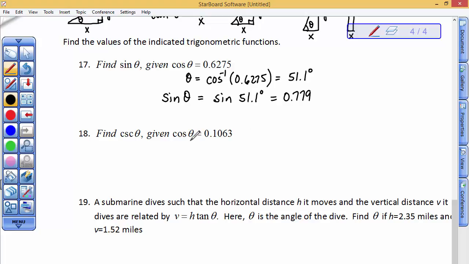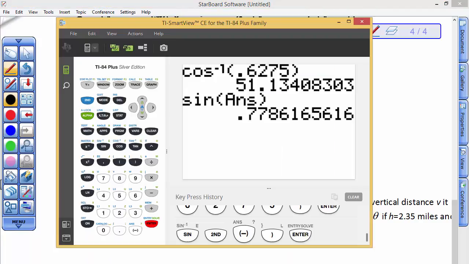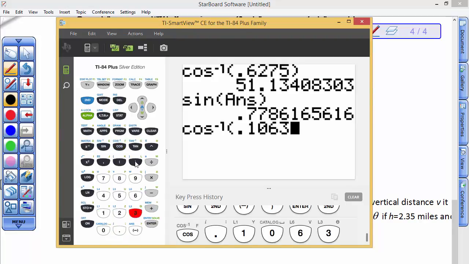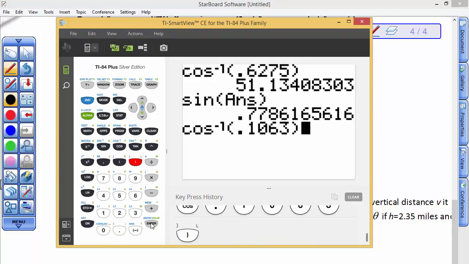So if I want to find the cosecant of theta, I've got to find theta given cosine theta is this value. So to find theta, I'll go second cosine, and then I'll get the size of that angle. Let's go ahead and do that. 0.1063. Hopefully I put in the right numbers. So second cosine of 0.1063 gives me an 83.9 degree angle.